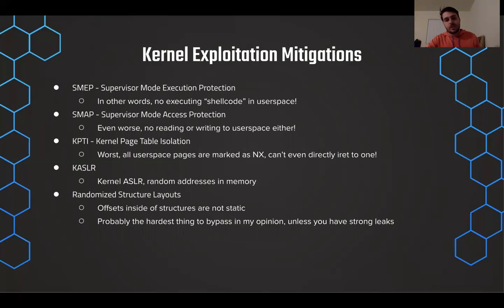You have to call this special trampoline function, which will fix it for you, which I'll go into. Kernel ASLR is basically like Userland ASLR. It means that you don't know where the kernel base is or anything. Like you don't know where the heap is. It could be anywhere.